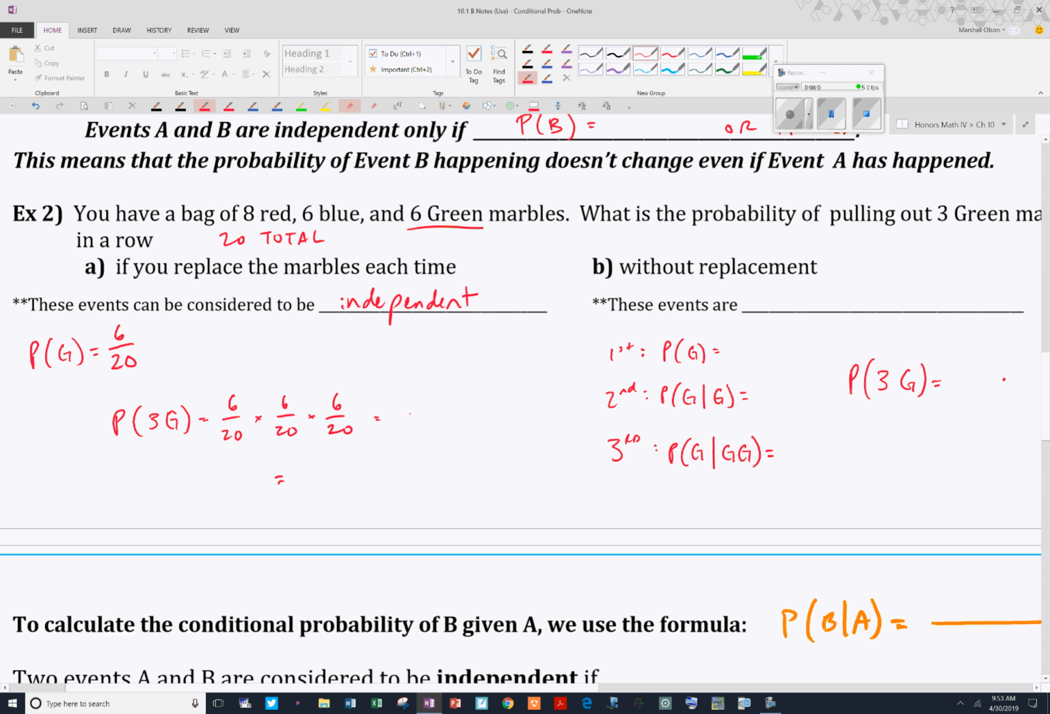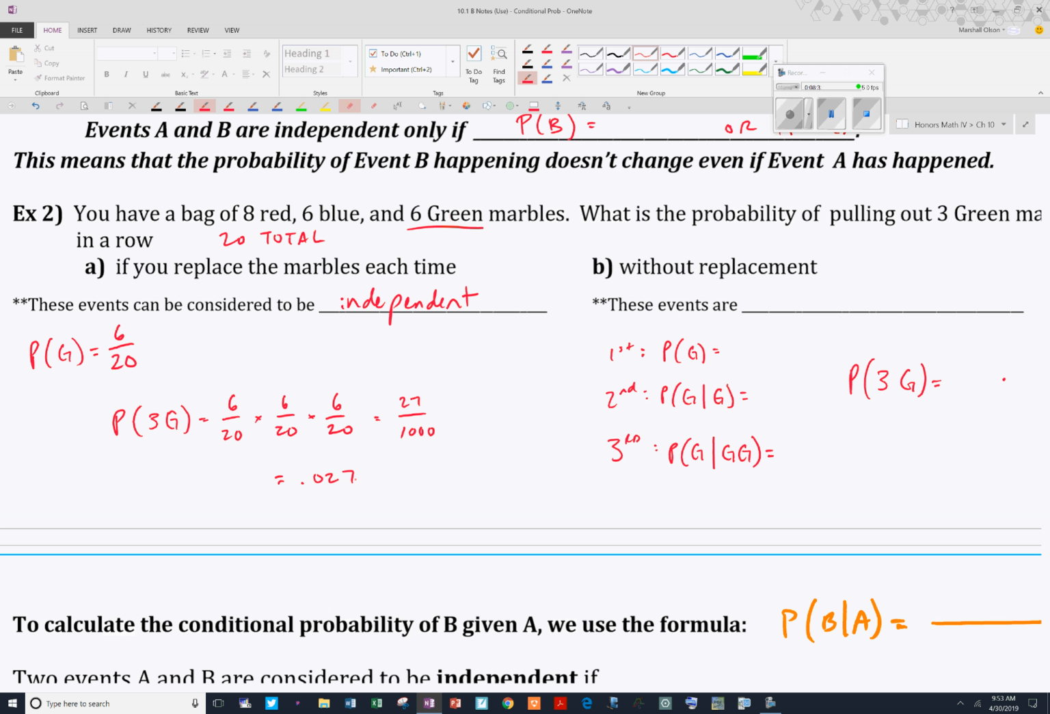That is 27 over 1,000 is what it would simplify to, or 0.027. I don't care that you have the 27 over the 1,000. You can just give it right as a decimal. All right, so that's independent. If you're replacing the marble each time, who cares what you got beforehand? It doesn't affect the next probability.